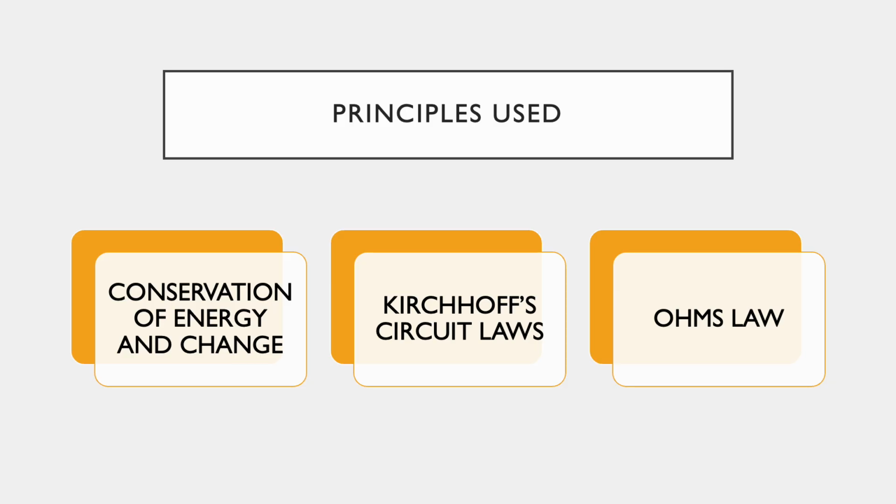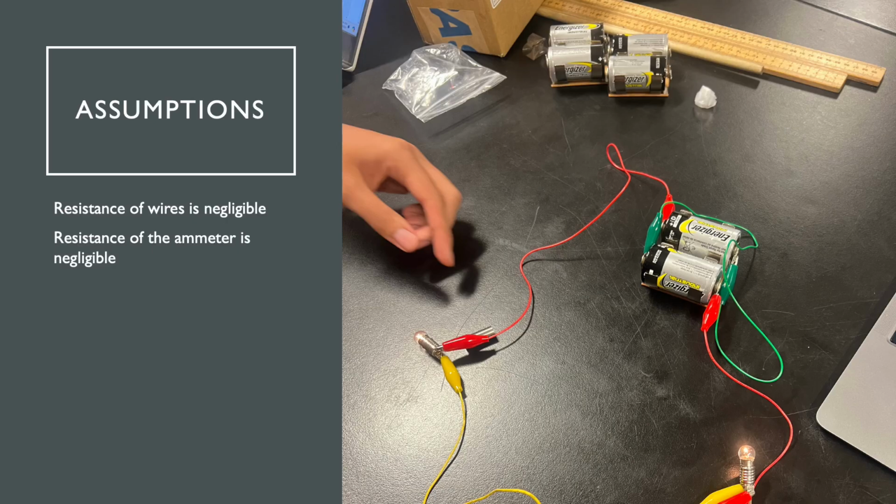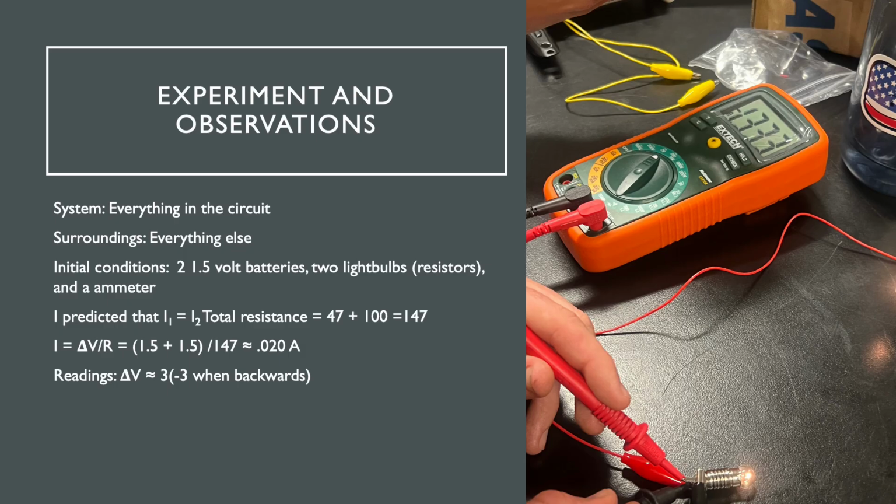The principles used are the conservation of energy and charge, Kirchhoff's circuit laws, and Ohm's law. The assumptions we made were that the resistance of wires is negligible, and the resistance of the ammeter is negligible. For experiments and observations, the system is everything in the circuit, and the surroundings is everything else. The conditions are two 1.5 volt batteries, two light bulbs, which act as resistors, and an ammeter.